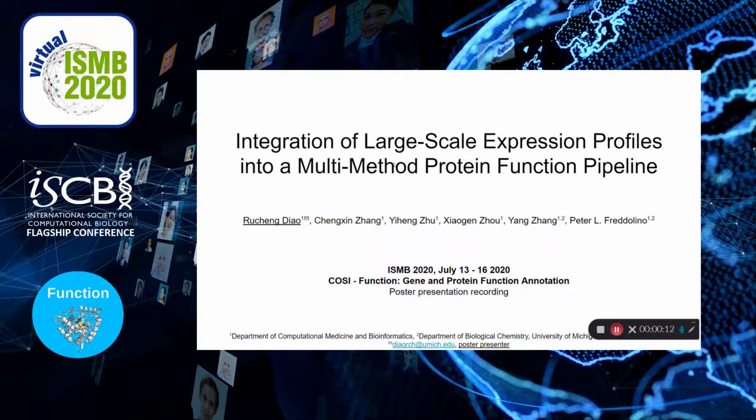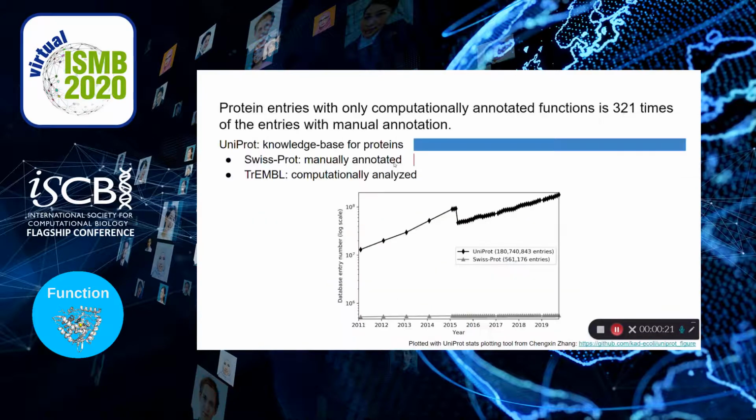Today I'm going to talk about the project we've been working on: integration of large-scale expression profiles into a multi-method protein function prediction pipeline. So let's get started.